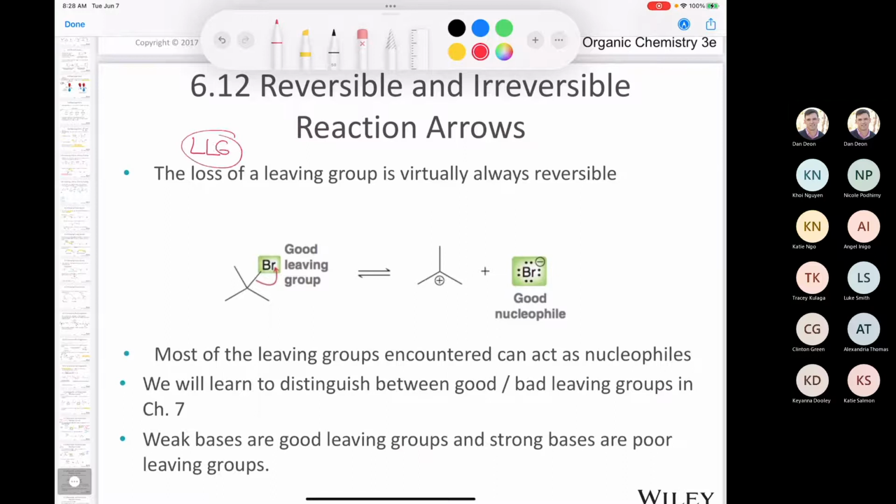How do we know if that's reversible or irreversible? Well, it's pretty quick. If you read this first point, it says the loss of a leaving group. So whenever you have an LLG, it's pretty much always reversible. The leaving groups that we encounter can act as nucleophiles. And again, I already went over a little bit about good and bad leaving groups.